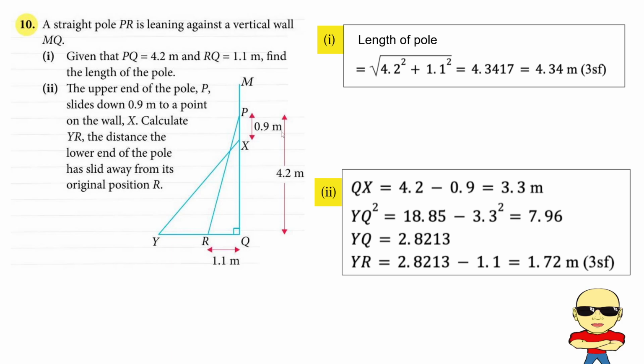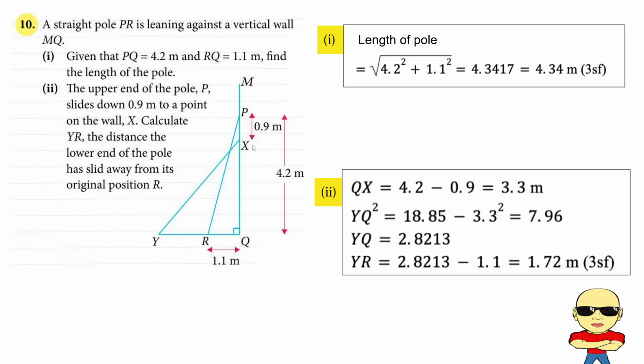Now in part 2, the pole slid down. XY is where the pole is now, which means we know the length of XY, which is 4.3417. We use the values before we rounded off. We are supposed to find the distance YR. This is the distance we are supposed to find. So how do we do that?